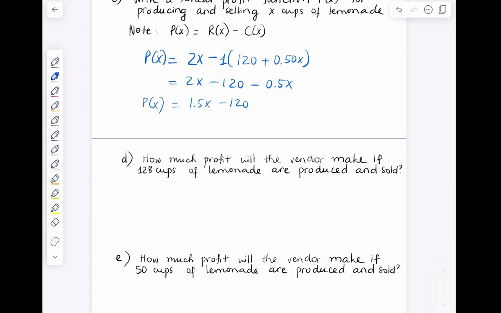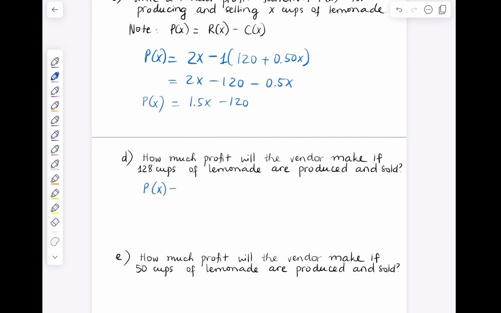Part D, how much profit will the vendor make if 128 cups of lemonade are produced and sold? So we are going to go ahead and apply the profit function, knowing that x is 128 cups. So let's plug it in. 1.5 times 128 and then minus 120 will give you $72. That's how much profit the vendor makes by selling 128 cups.